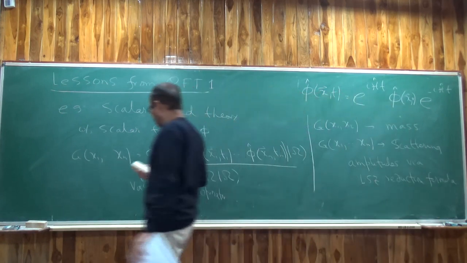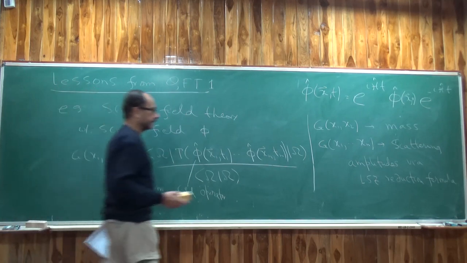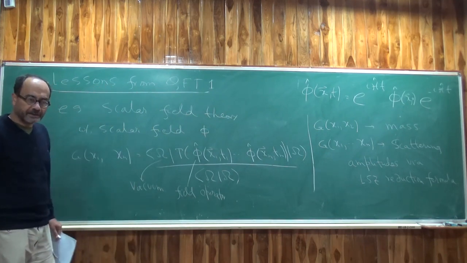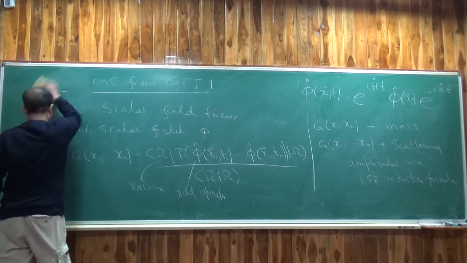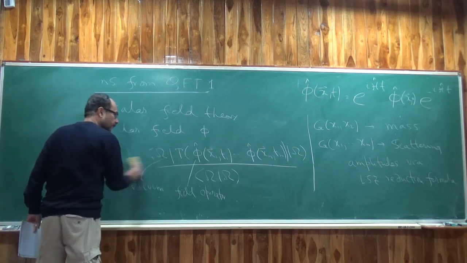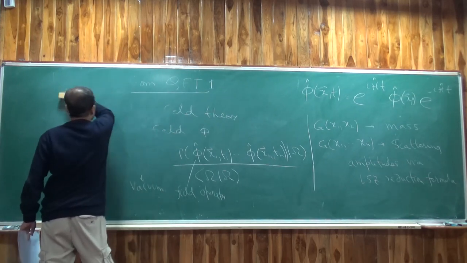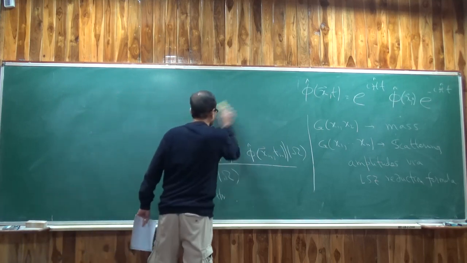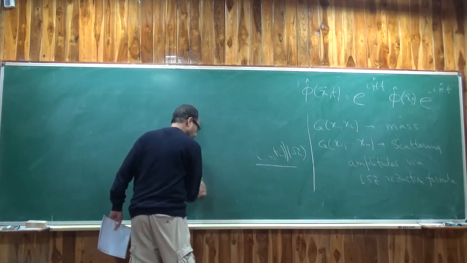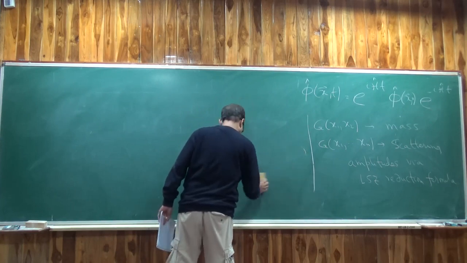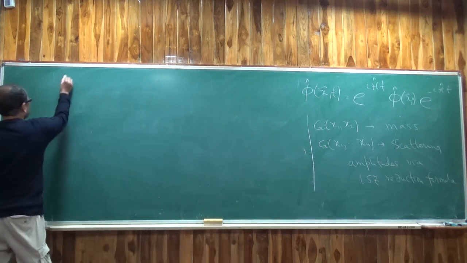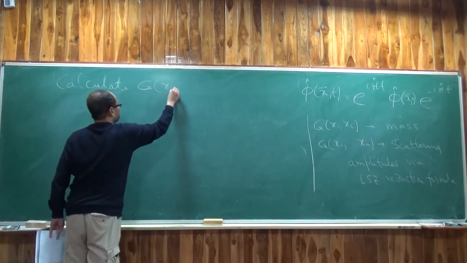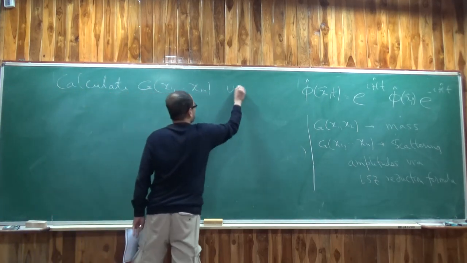The second aspect of quantum field theory that we have learned is how to actually compute these objects, right? How do you calculate the two-point function and n-point function? And there we use mostly perturbation theory. So we calculate G using perturbation theory.